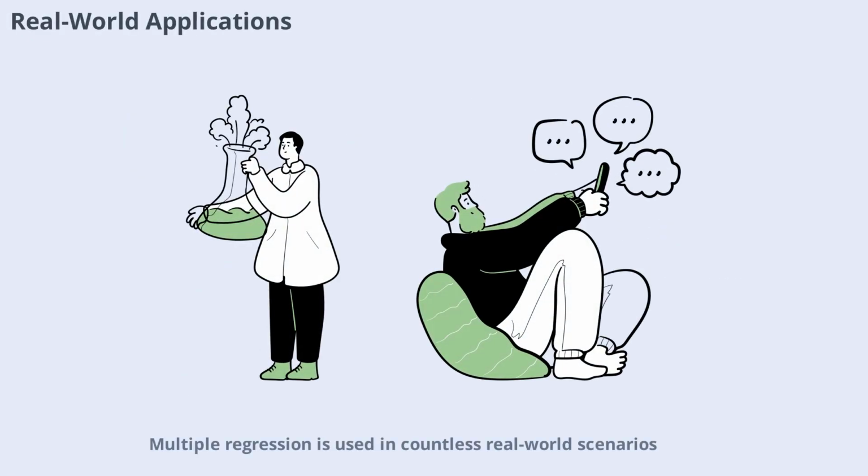Multiple regression is used in countless real-world scenarios, from predicting sales and customer behavior in business, to analyzing risk factors in healthcare, to studying social trends in research. Its flexibility and power make it a go-to tool for data-driven decision-making across industries.